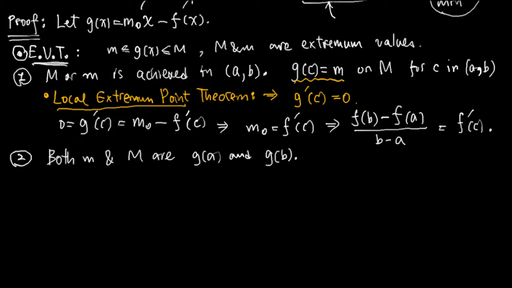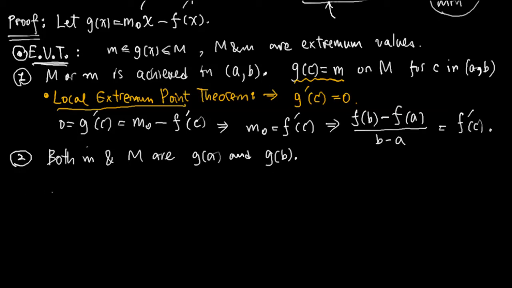If capital M or little m, neither of them is achieved inside, then both maximum and minimum must be achieved at the endpoints. So g of a is m and g of b is capital M, or the other way around, something like this. So we have a little bit of specific information here about g of x. We'll see what happens if I plug in g of a and g of b and try to simplify as much as I can.